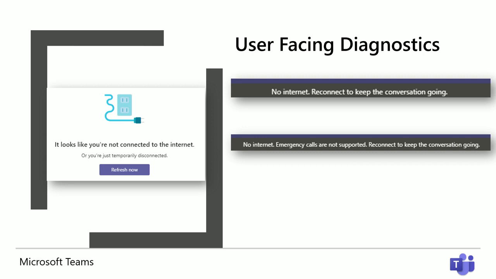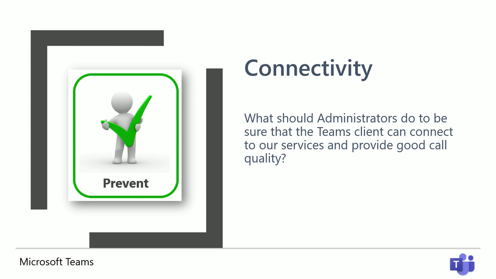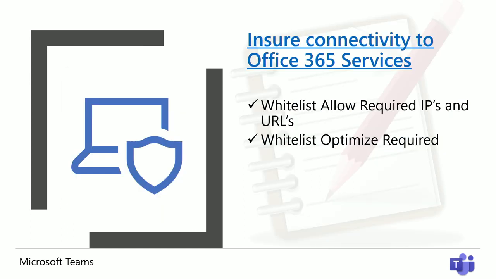All right. For prevention, what should administrators do to be sure that their clients can actually maintain connectivity to our services? I appreciate you taking it easy on me, but this is actually kind of a one-two punch. First, administrators need to ensure that all of the IPs and URLs in the allowed required list are whitelisted. Secondly, we need to ensure optimal media quality, so they also need to whitelist the optimized required IPs.